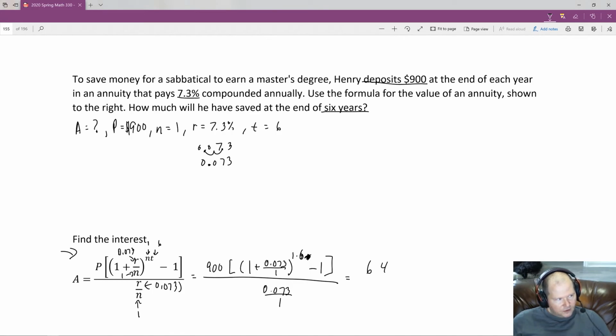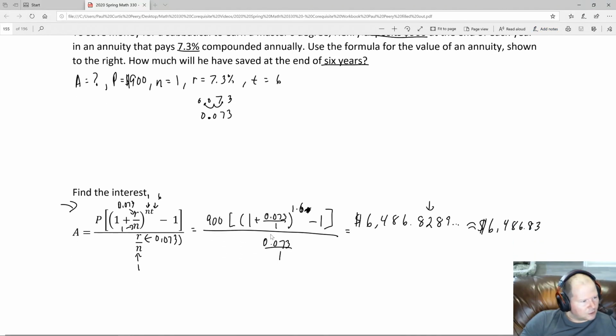Okay, and all of that is equal to 6,486.8289 dot dot dot. Now, since we're dealing with money, we are going to round to the nearest cent. So that means this is approximately $6,486.83. Scroll down a little bit so you can see it.